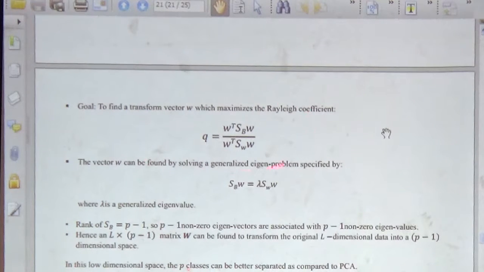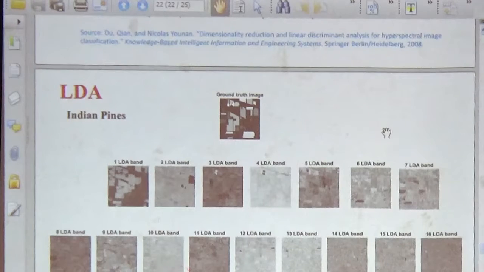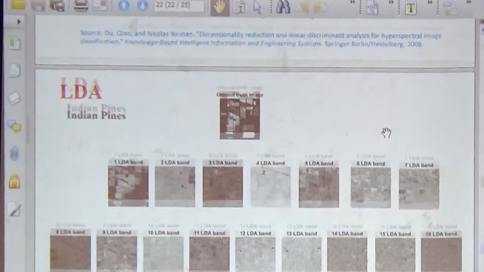So I am maximizing this Rayleigh coefficient. This is also called the Fisher criterion because this came from the mathematician Fisher. It's also called Fisher's linear discriminant. So this is taught in pattern recognition and statistical decision theory. So we use it for data dimensionality reduction in hyperspectral image processing. So we can show you some of the results that we have obtained using LDA on the Indian Pines data.